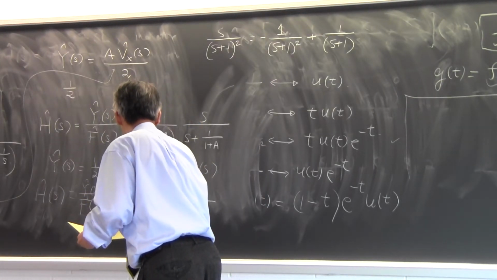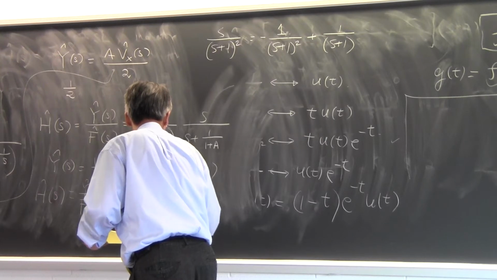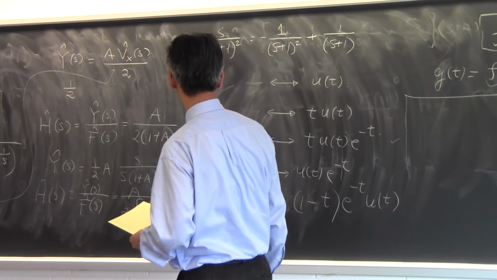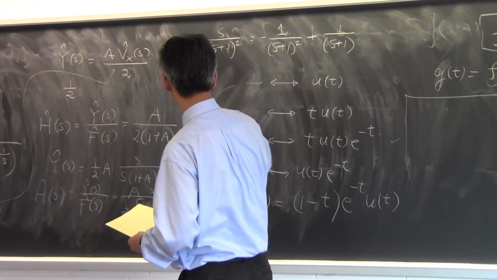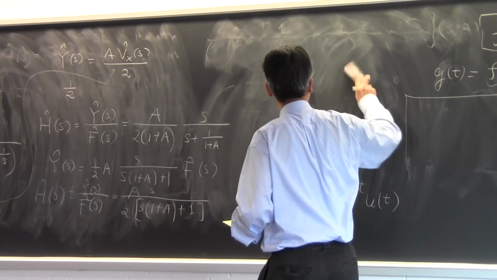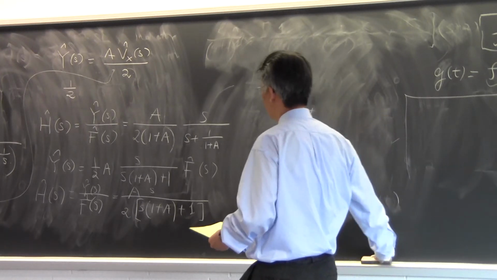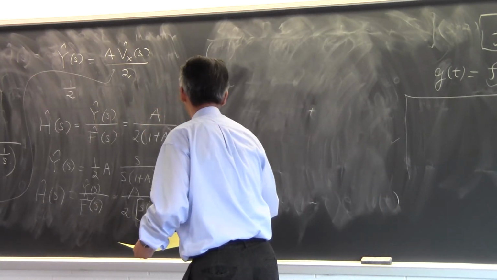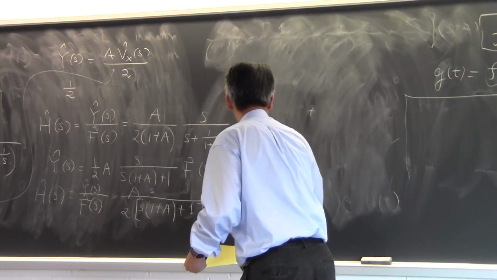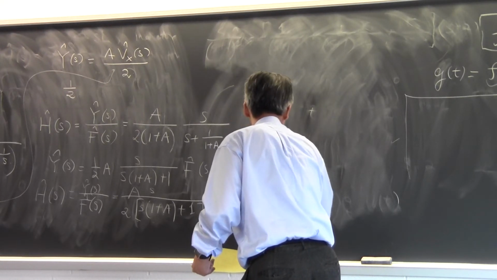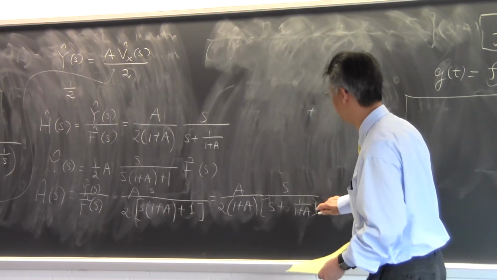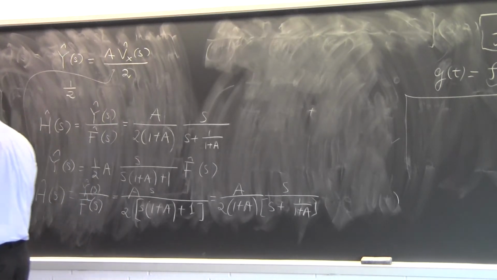I get the equation that looks slightly different from what I have. And is this the same as what I have above? Oh yeah, it's the same as what I have above. Okay? I can rewrite this. I can take the 1 over A out and write this as A into 2 into 1 plus A. Taking the 1 over A out, I get S into S plus 1 over 1 plus A, which is what I have above. Okay? So I have my transfer function.